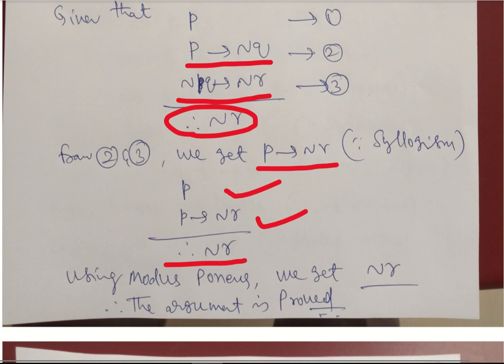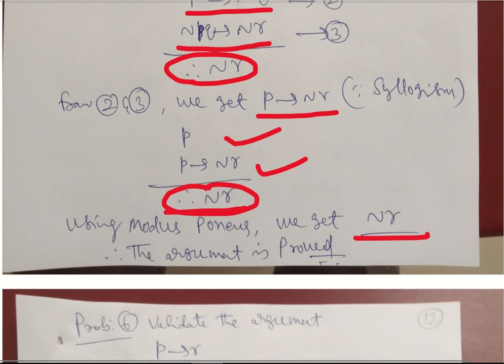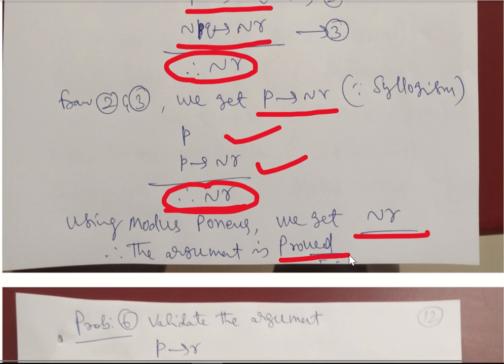That gives negation R, again by using modus ponens. What is modus ponens? P implies Q and P will give me Q. In this, Q is nothing but negation R. So negation R is what we are getting. Negation R is what we are going to prove. Thereby we can say the argument is proved.